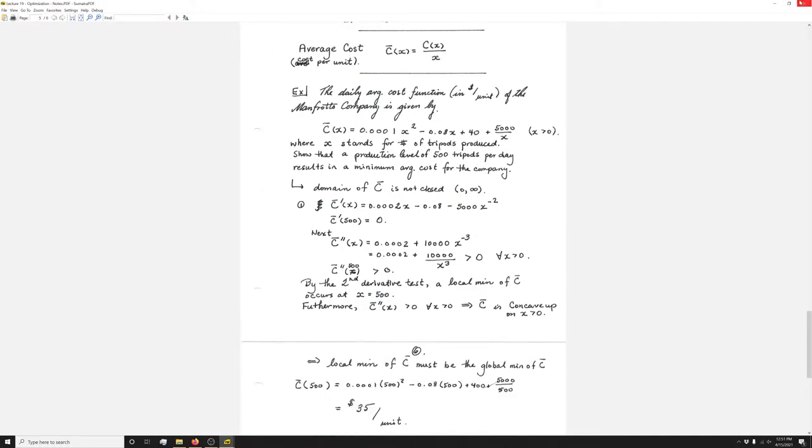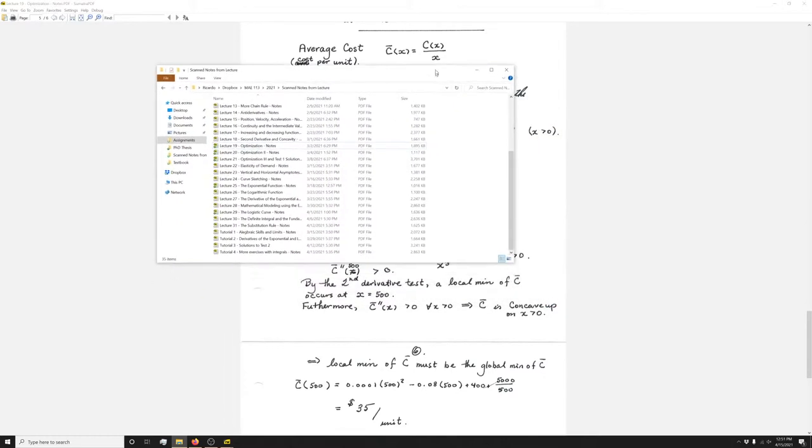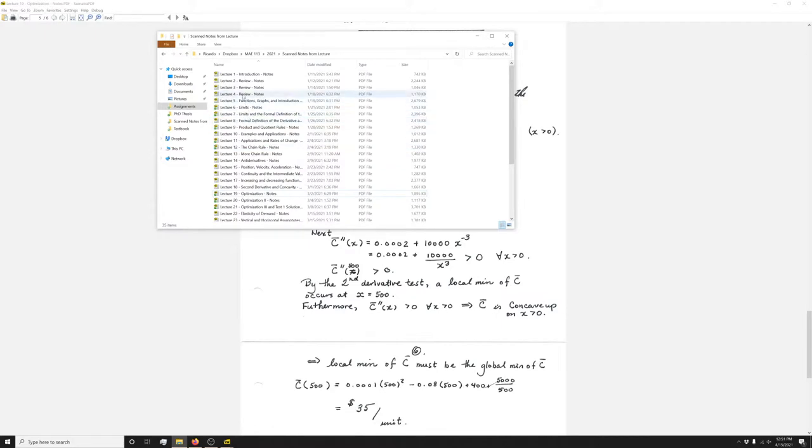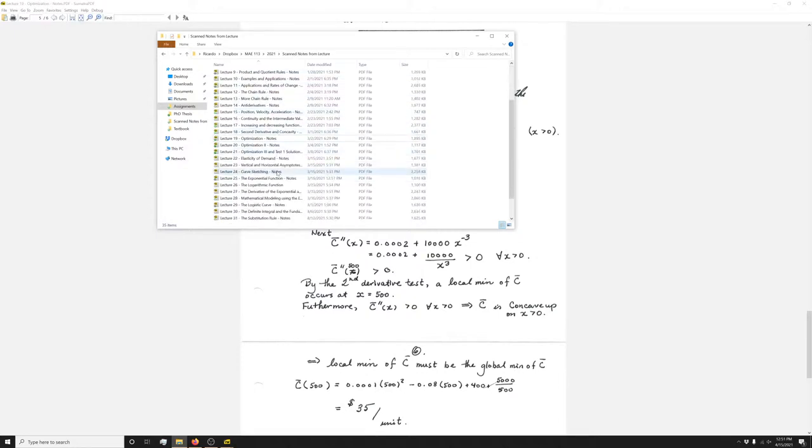Okay, let's not go too deep into that lecture, but all the lecture notes are available online through Moodle. So you should have all of the notes that we had. Over here, we started with the introduction, there was review, we had the functions, limits, formal definition. All 32, eventually I will upload the PowerPoint presentation, and then there's also the four tutorials that we did as well.